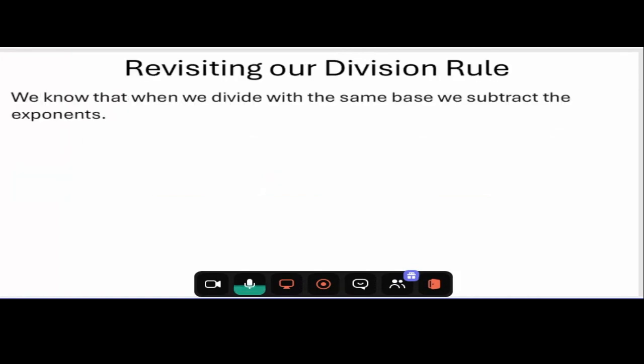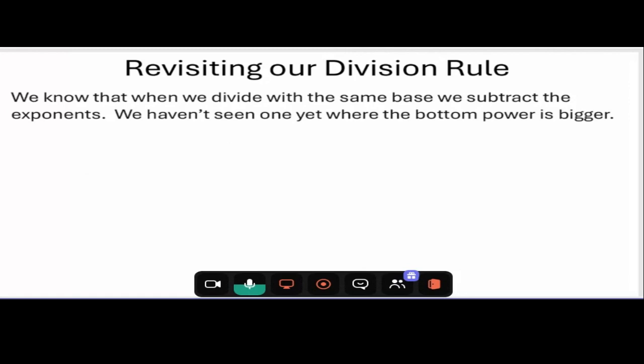Okay, we're going to go back to division because we know that we subtract the exponents when we divide with the same base. So there's 7 to the 14th divided by 7 to the 9th. You see we have our weird instructions: simplify but do not evaluate, which you're not going to run into very often. We know we subtract 14 minus 9 if we're dividing with the same base. 14 minus 9 is 5. So this is equal to 7 to the power of 5.